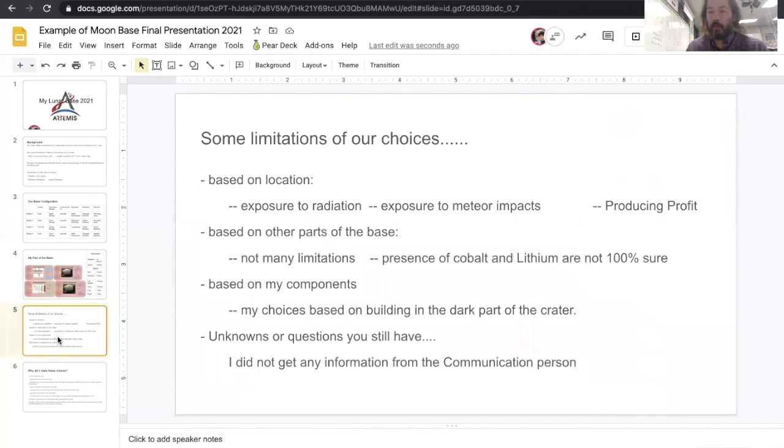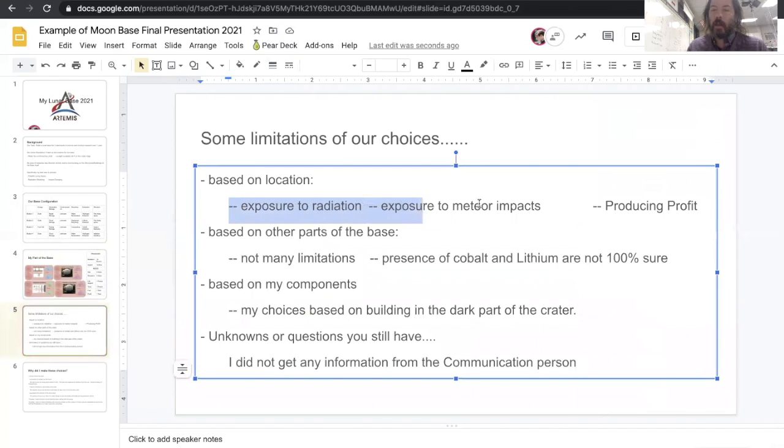Now to the really important slides. The rest of this is really all about you explaining why you made your choices. So what are some limitations of your choices? For example, if you picked one of the craters, you may have 0 sunlight. So a solar cell or solar energy may have been out of the question. So you can't do it. There's no point. That would be a limitation based on your location.